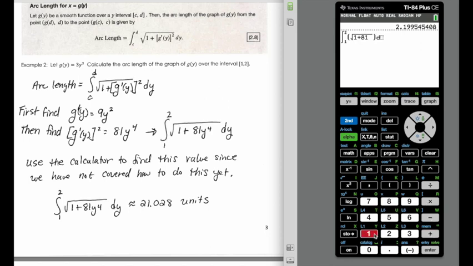Now, we don't really have a y variable on here, so put it in as x, but just remember that this is in terms of y, but the variable that we're using on the calculator is x. I'm going to put in x to the 4th, and then, of course, dx. And when I hit enter, it's going to give me my value here. And the question said to round to 3 decimal places earlier. So we're going to round and make it 21.028, which is what we got here.